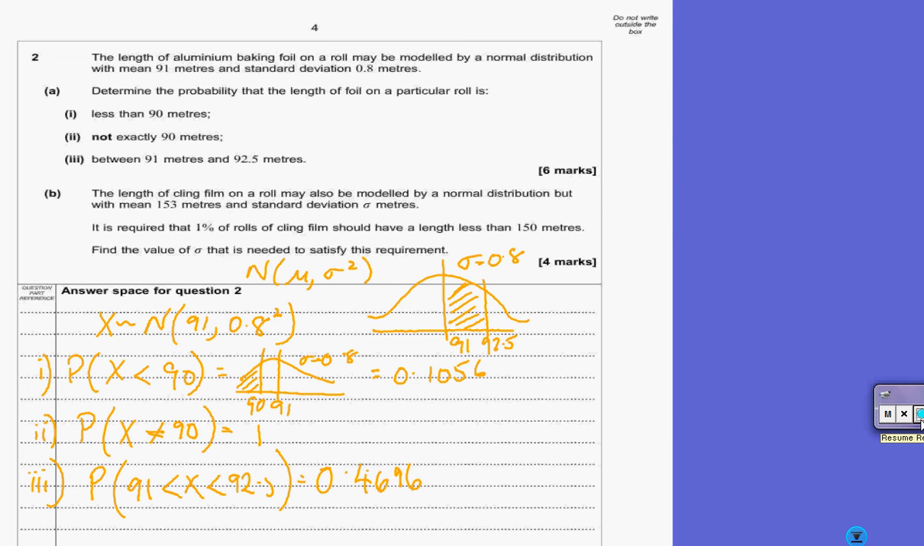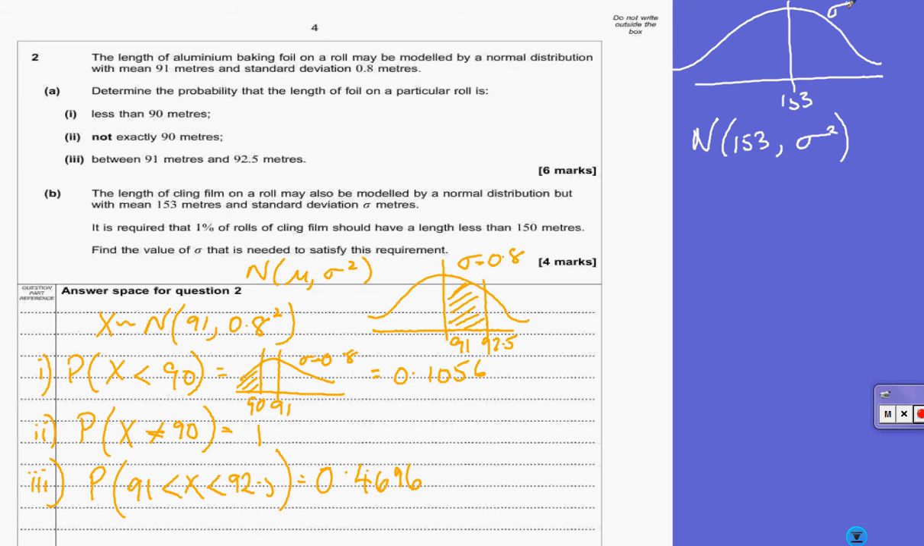Okay, the final part B. The length of cling film on the roll may also be modelled by a normal distribution with a mean of 153 and a standard deviation of lambda in metres. So we don't know what that is. It is required that 1% of the cling film should be less than 150. So we've got this picture of a normal distribution with a mean of 153 and a standard deviation that we need to find. 150 is less than that, so this is where 150 will be, and we're told that this area is 1%.